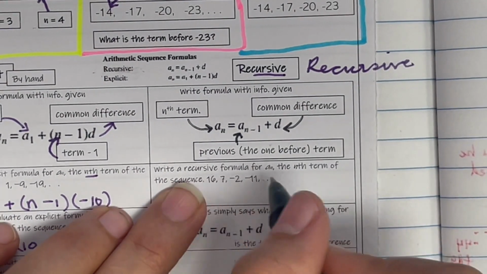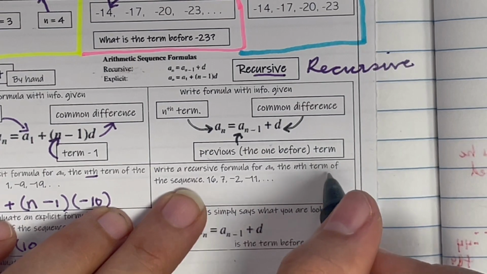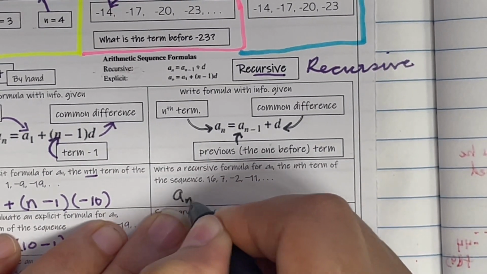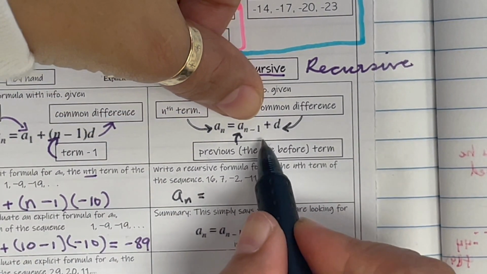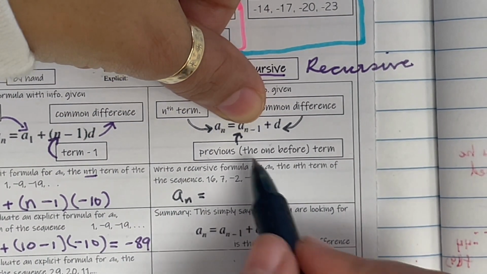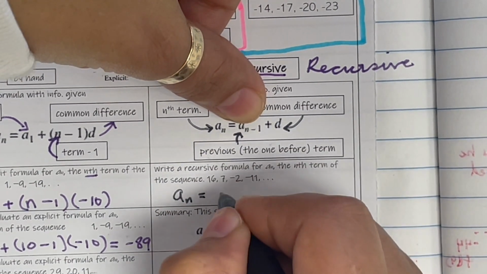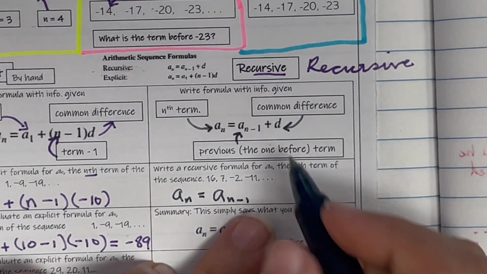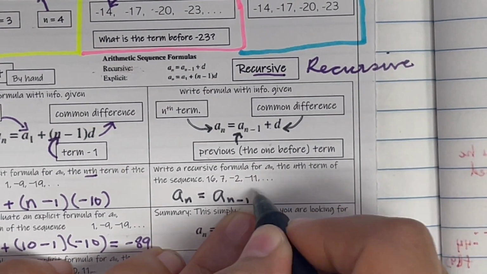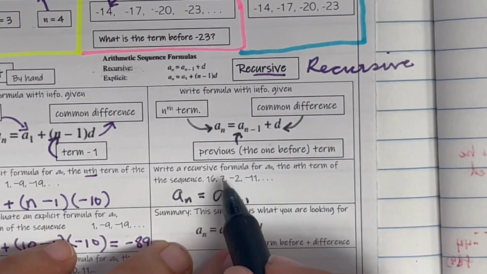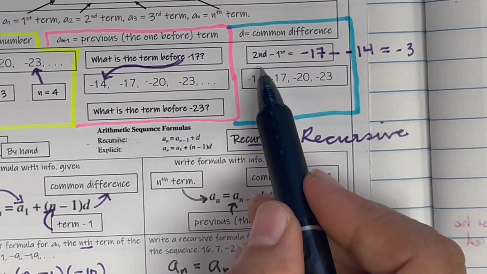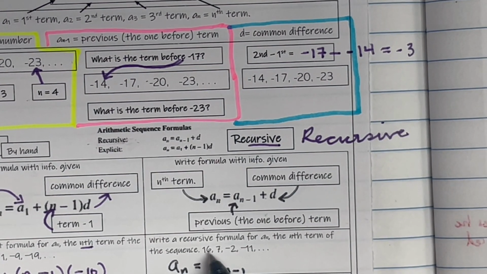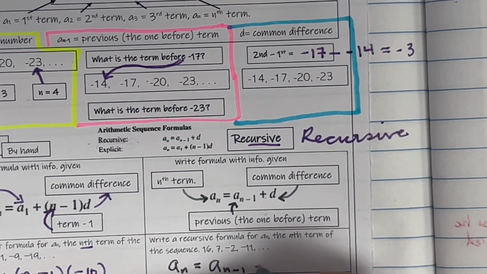So let's use the formula. Write a recursive formula for A sub n, the nth term of the sequence. So we're going to write A sub n equals, and what does the formula say? The term before it. They didn't tell me which one they want, so I'm just going to write the term before it, which is A sub n minus 1, plus D. What's the common difference? How do I find the common difference? Second minus the first, so 7 minus 16, which in a calculator is going to be minus 5.